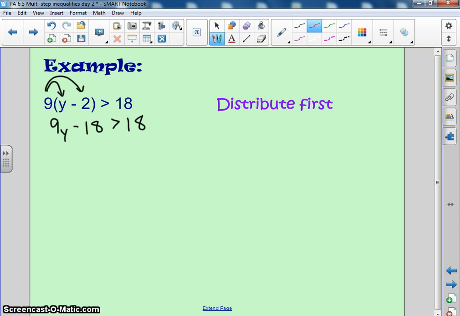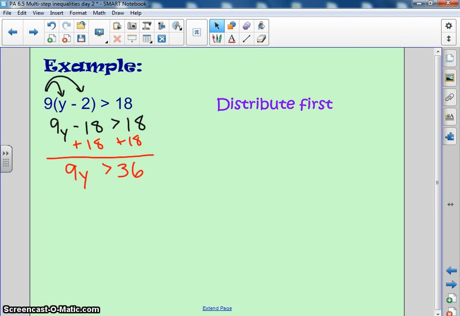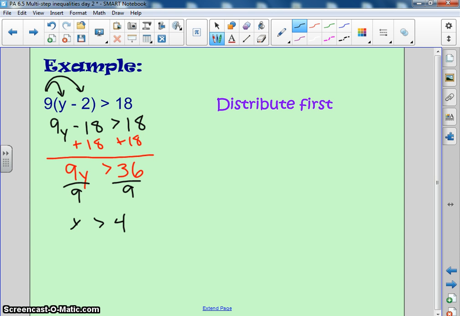So, moving on. What's my next step, Matt? Plus 18 on both sides. Add 18 to both sides. Add 18 here. Add 18 here. 9y is greater than 36. Next step, Macy. Divide by 9 on both sides. Very good. Divide by 9. Y is greater than 4. That's a really bad looking y, but that's okay. Y is greater than 4.